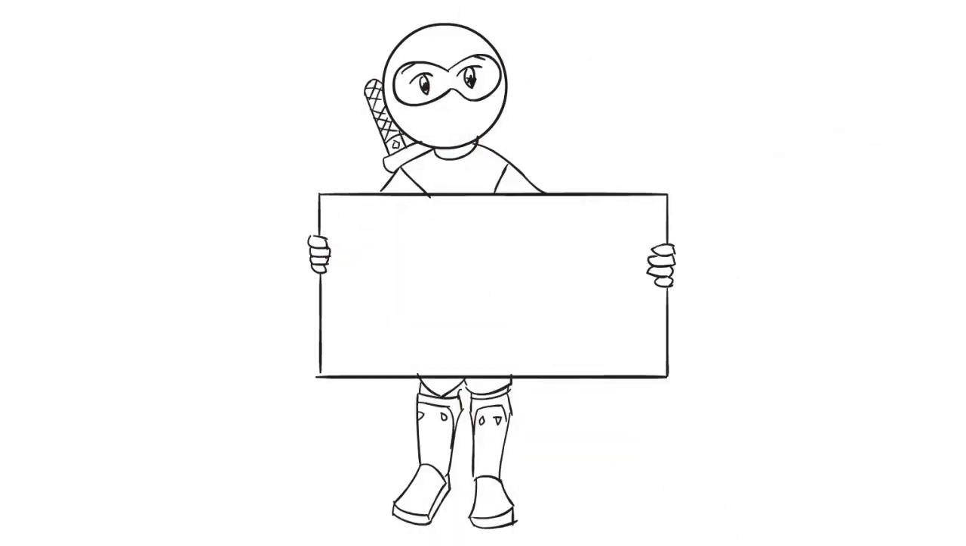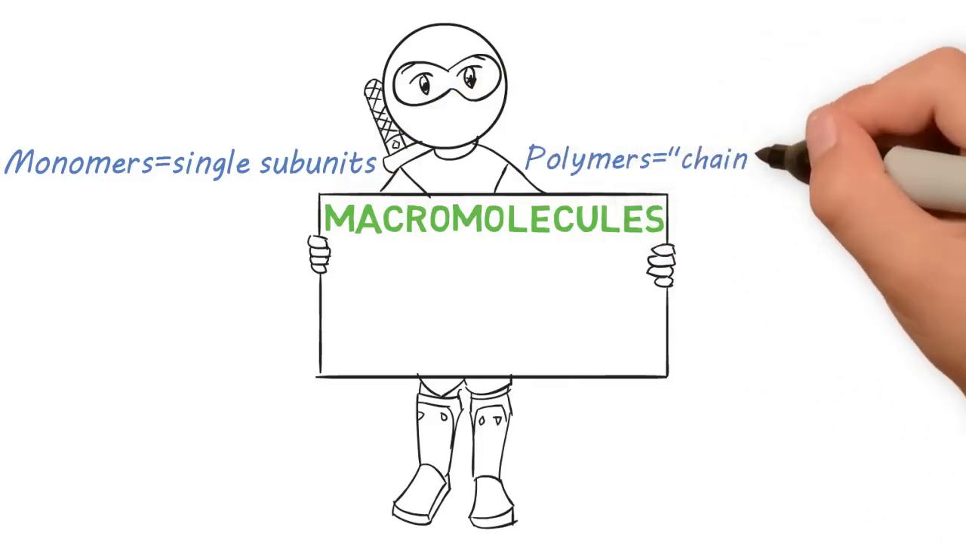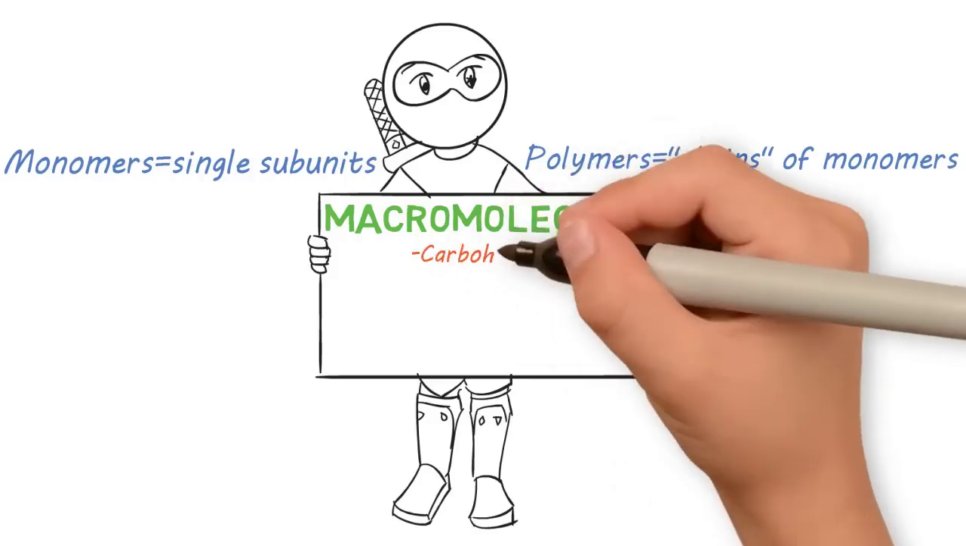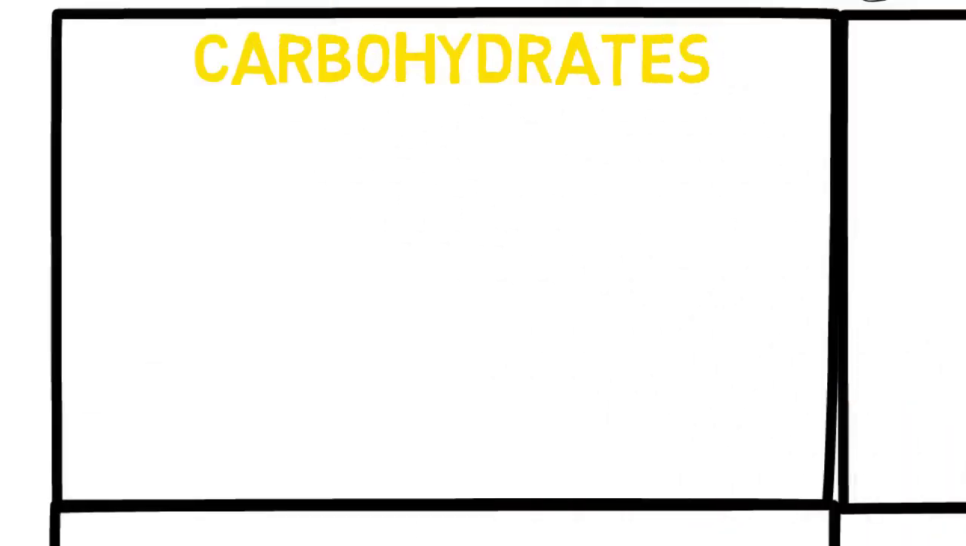Thanks for stopping by. Today we're going to talk about macromolecules. Macromolecules are large structures that make up all living organisms. All macromolecules have small subunits called monomers, which bind together to form larger units called polymers. And there's four classes of macromolecules. They have carbohydrates, lipids, proteins, and amino acids. And I'll talk about each of these in turn, starting with carbohydrates.